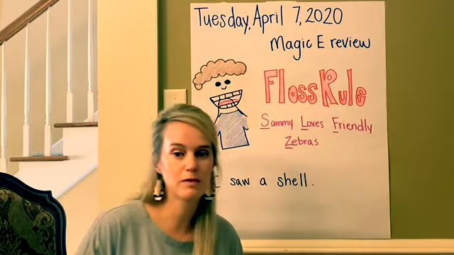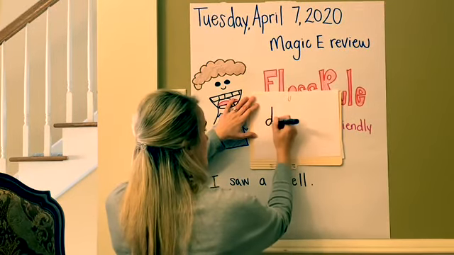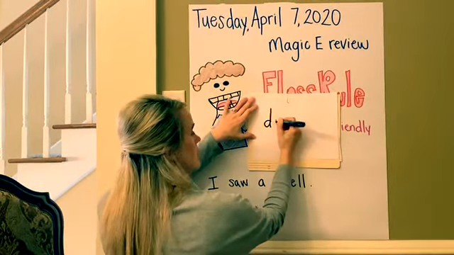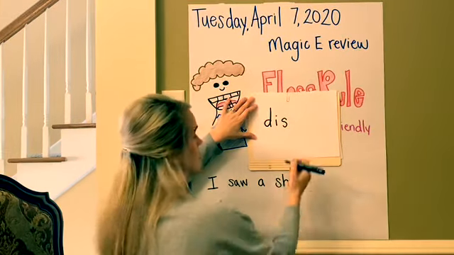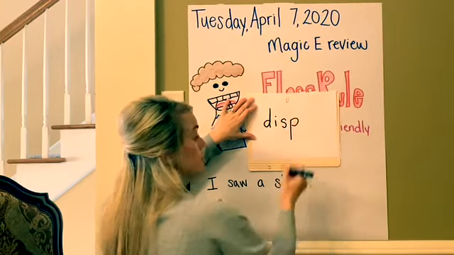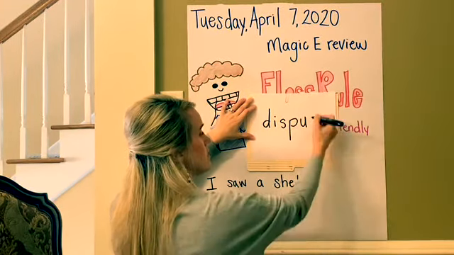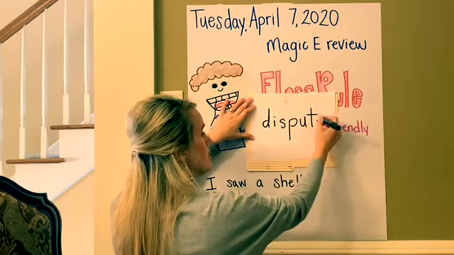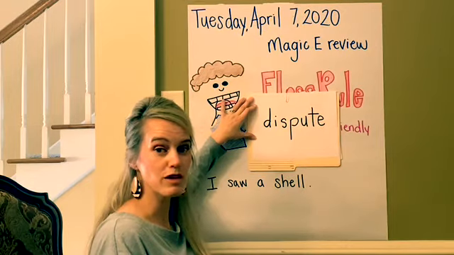Write these letters with me. D, I, S, P, U, T, E. Pause the video and see if you can decode this word.